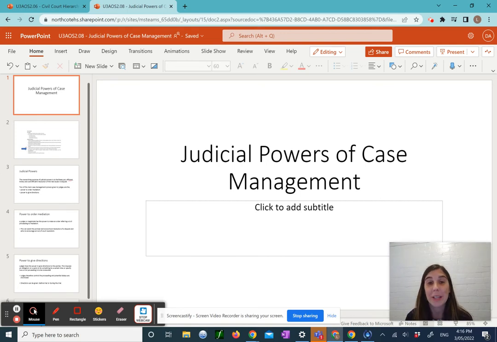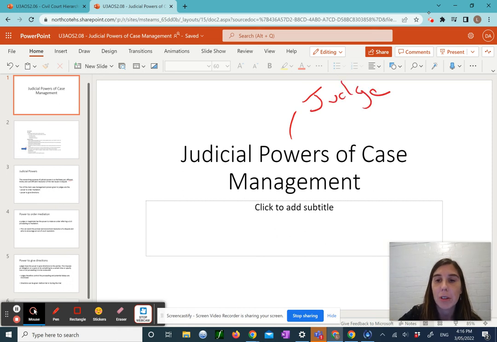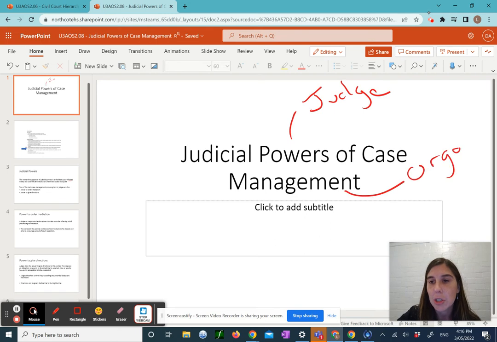Today we're going to be looking at judicial powers of case management. In other words, what powers does the judge have during a court trial that helps them organise the court trial? So we're talking about this idea of organisation. So, I'm going to write organised.